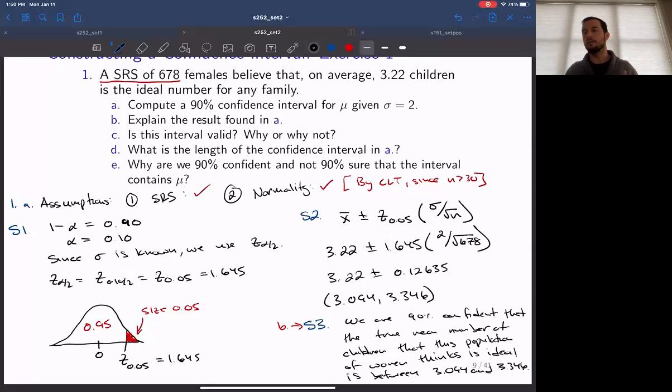Yeah, the confidence interval is an interpretation for the population mean in this case. So this is meant to give us an estimate of the population mean.